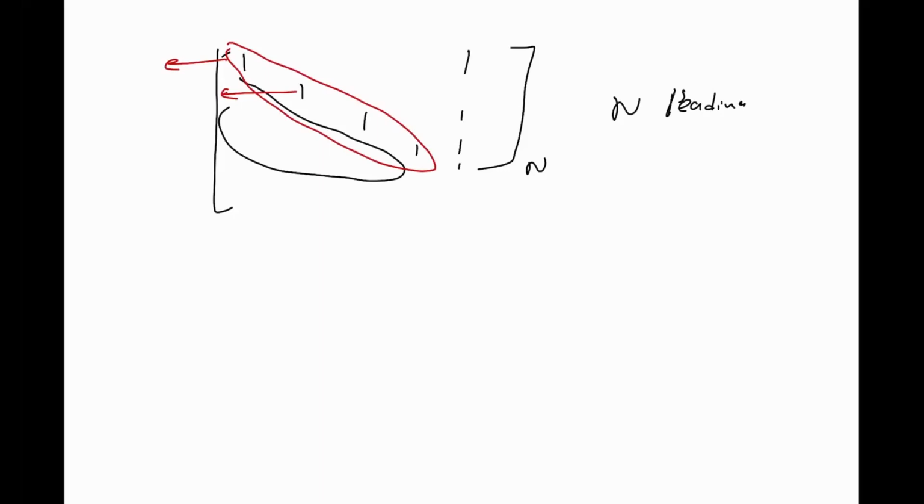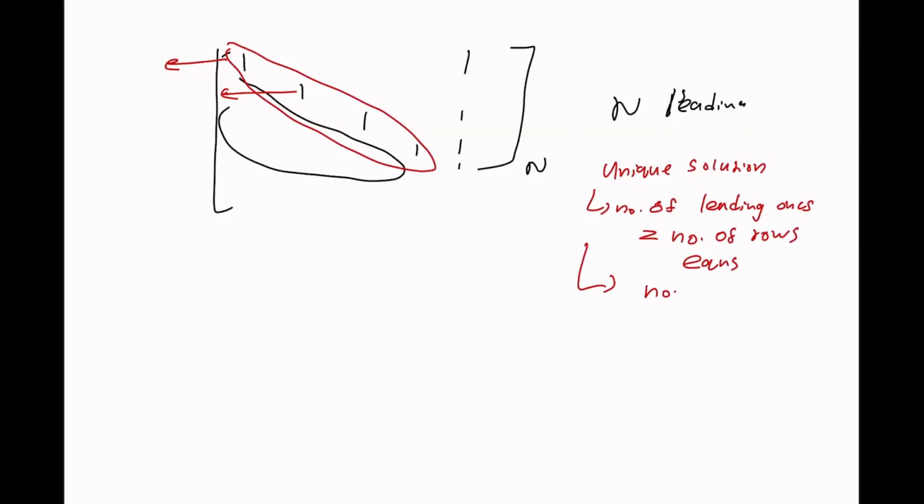If the number of leading ones is equal to the number of rows, you have a unique solution. Unique solution means the number of leading ones equals the number of rows, or number of equations. If the number of leading ones is less than the number of rows, you have an infinite number of solutions.